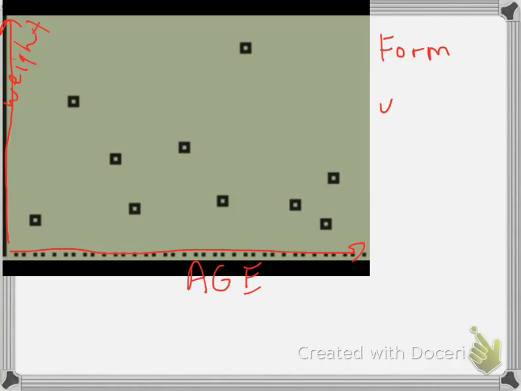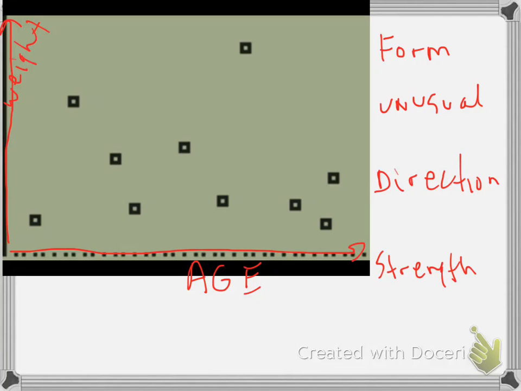So really, if I do this in red, here's your x-axis. This is your age. And here's your weight. Okay? And what we're looking for is form, anything unusual that doesn't fit the pattern. We're looking for a direction, and we're looking for the strength. So that's what you just read about earlier in the notes.